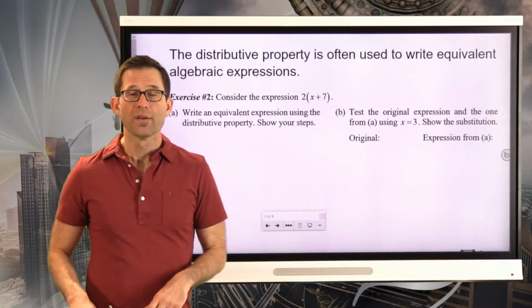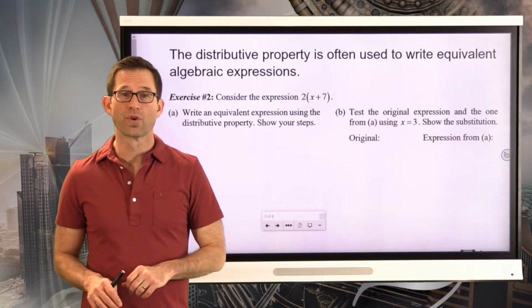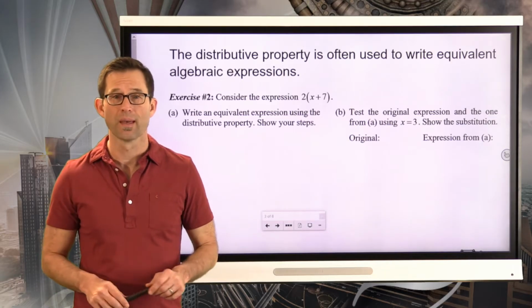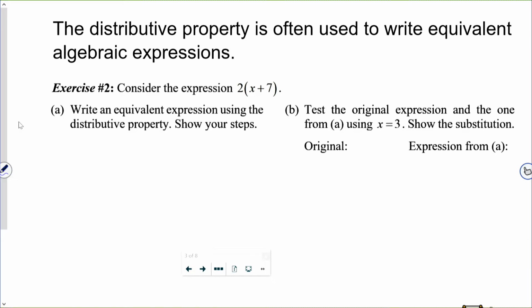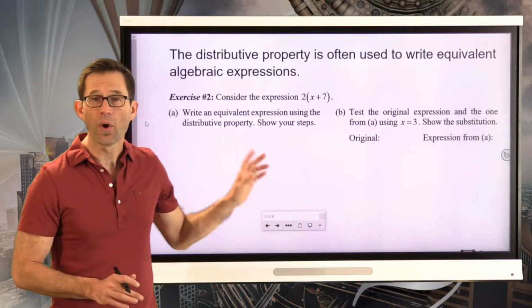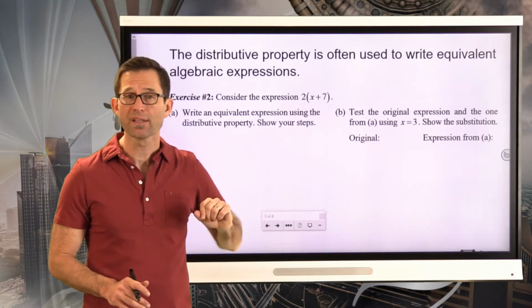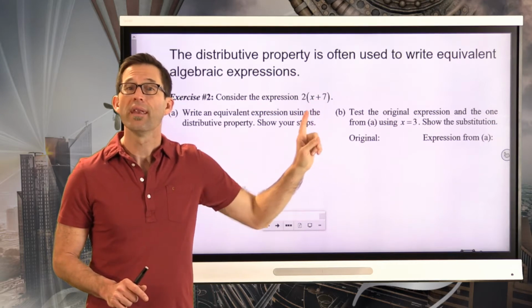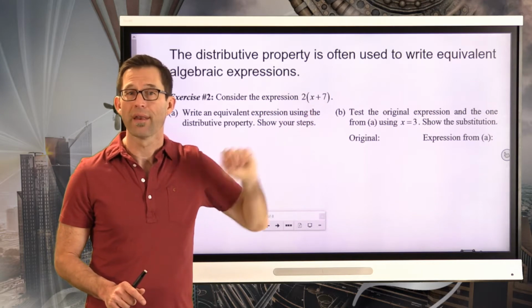All right. The distributive property is oftentimes used to write equivalent algebraic expressions. And in exercise 2, we're going to look at a very simple example of that. Let's take a look. Consider the expression 2 times the quantity x plus 7. Letter A, write an equivalent expression using the distributive property. Show your steps. All right, so the only difference between this and the last problem was that in the last problem we had two numbers sitting here. Now we have a variable and a number.